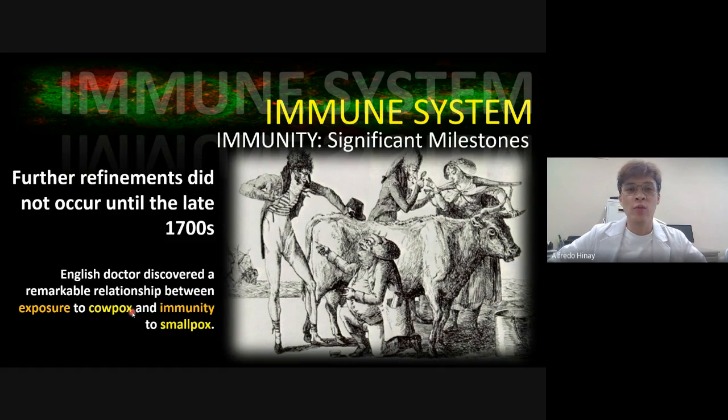In the late 1700s, an English doctor discovered the remarkable relationship between exposure to cowpox and immunity to smallpox. I believe that you have a hint already as to who this is. As a short background, cowpox is the same as smallpox, but the infection occurs in cows, while smallpox usually occurs in humans. So an English doctor discovered a remarkable relationship between exposure to cowpox. Ibig sabihin, that if humans are exposed to cowpox from the cow, they develop a weakened manifestation of the disease.